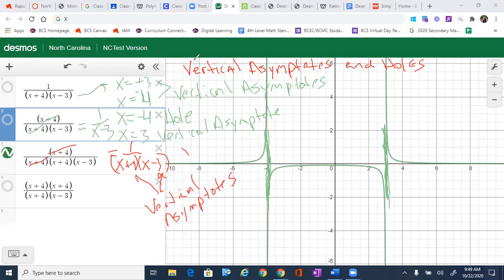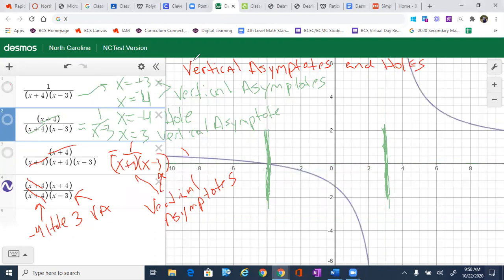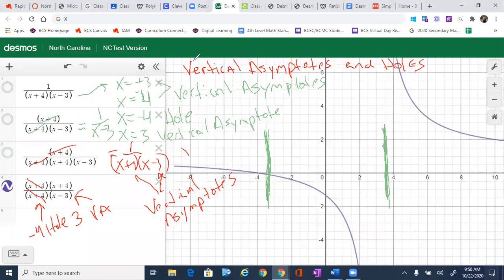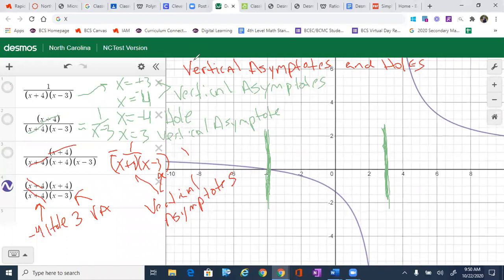So can we make a prediction on the next one? Well, let's check it out. If I cancel x plus 4 and x plus 4, I am still left with x equals 3, which tells me I'm thinking 3 could be a vertical asymptote and -4 may be a hole. So let's go ahead and turn that one on and take a peek at it. I look at it and check it out again. I've got a vertical asymptote right over here at +3. That is staying as a vertical asymptote, and this is showing up as a hole.